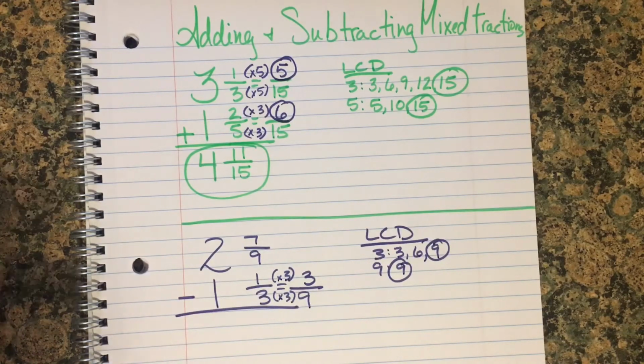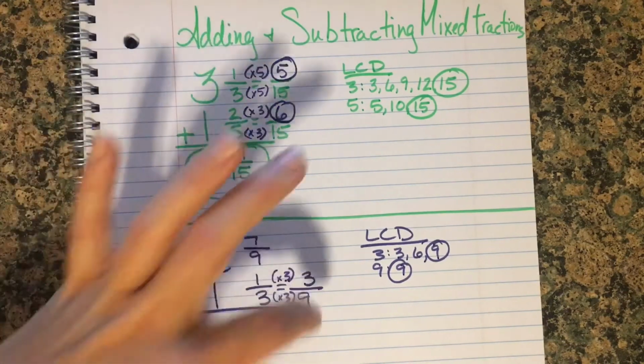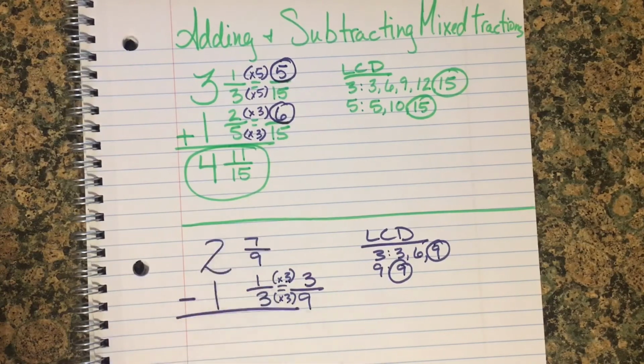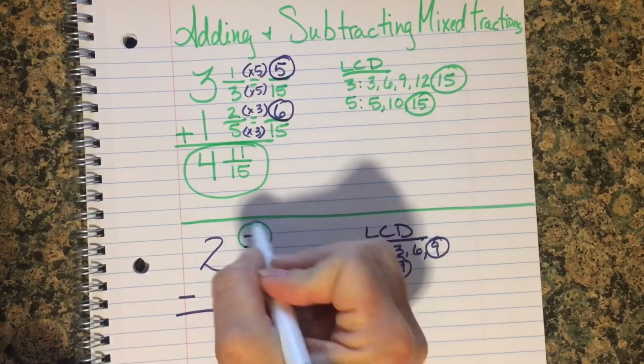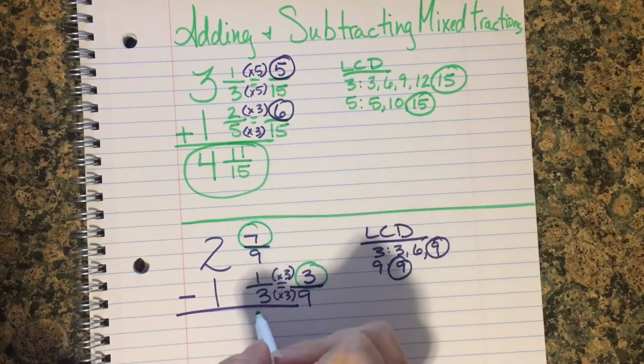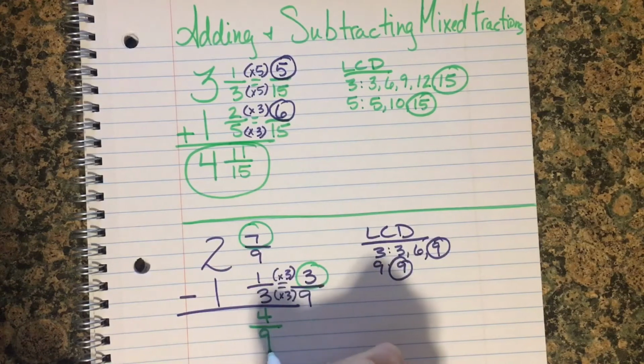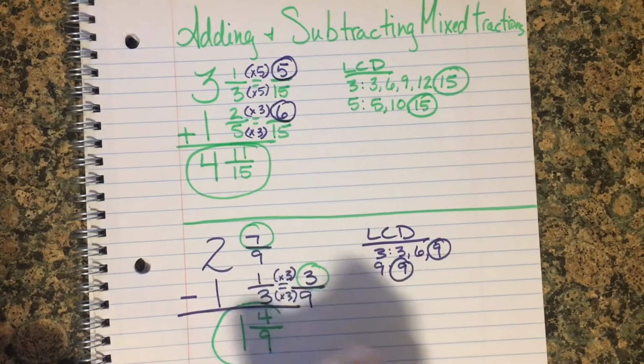And sometimes when we start mixing these up, kids will start adding these together. Make sure you're looking at what symbol you have here. 7 minus 3 is 4/9. 2 minus 1 is 1. And I'm done.